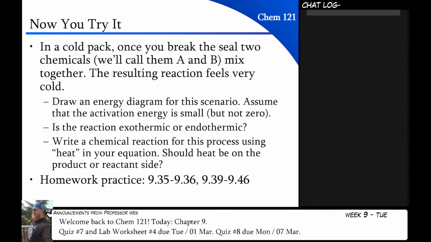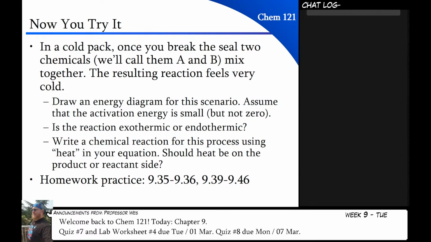Alright, what I want you to do is try and determine what the diagram for a cold pack would look like. We saw a hot pack. So let's suppose that you are mixing two things together, A and B. They're the two chemicals in the hot pack, or the cold pack, I'm sorry. Once you mix them, you form AB. The resulting reaction feels very cold.